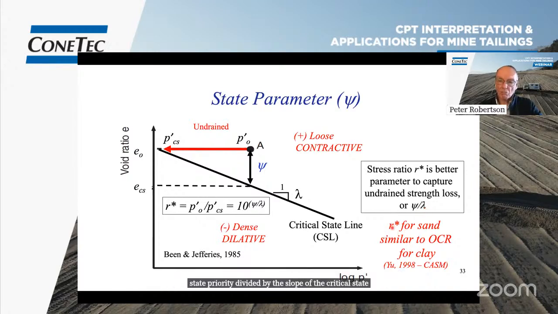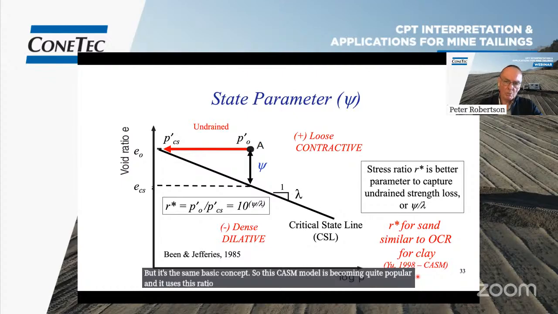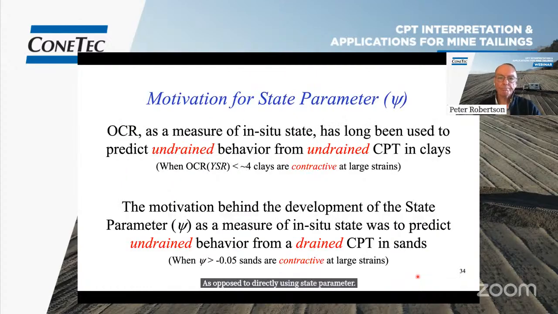In fact, this stress ratio, for sands, is similar to the stress ratio of OCR for clay. When he first suggested the Clay and Sand Model, he suggested that this ratio should be used. It's not exactly the ratio I'm showing here, but it's the same basic concept. So this CASM model is becoming quite popular, and it uses this ratio as opposed to directly using the state parameter. So what's the motivation behind why Been and Jefferies suggested the state parameter?